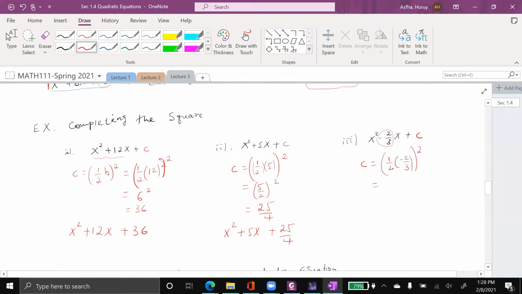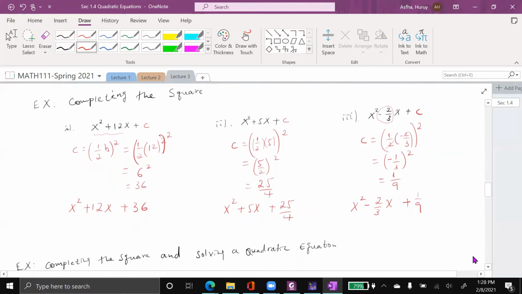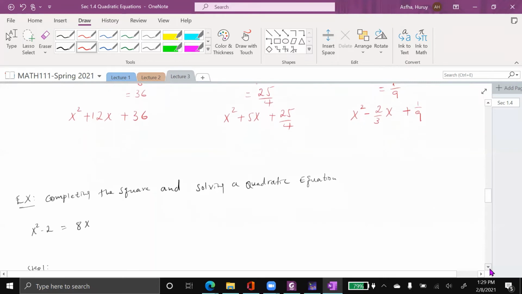Now, if you simplify this one, the 2s will cancel out. So we have negative 1/3 squared, and that's 1 over 9. Therefore, x squared minus 2/3 x plus 1 over 9 is a perfect square trinomial. So this is how we complete the square. Completing the square means finding c so that the whole thing becomes a perfect square trinomial. And we have seen these 3 examples of how to make a trinomial a perfect square.